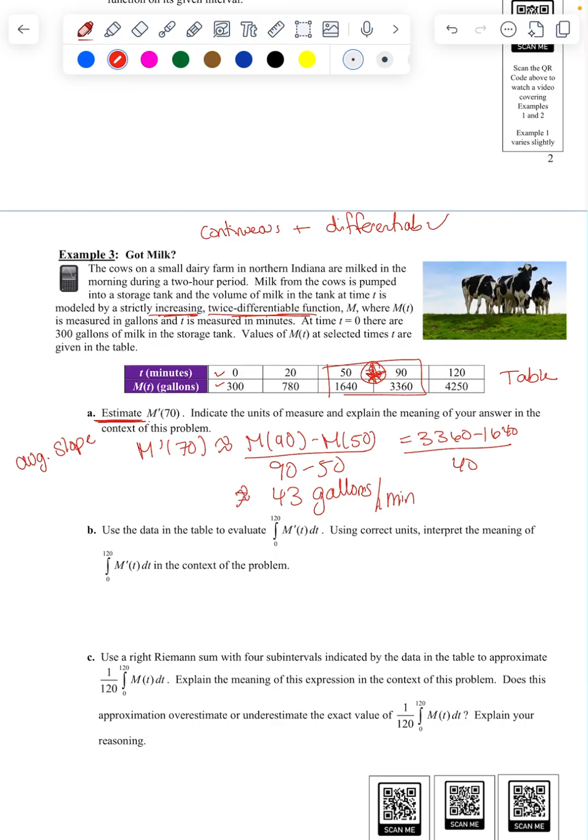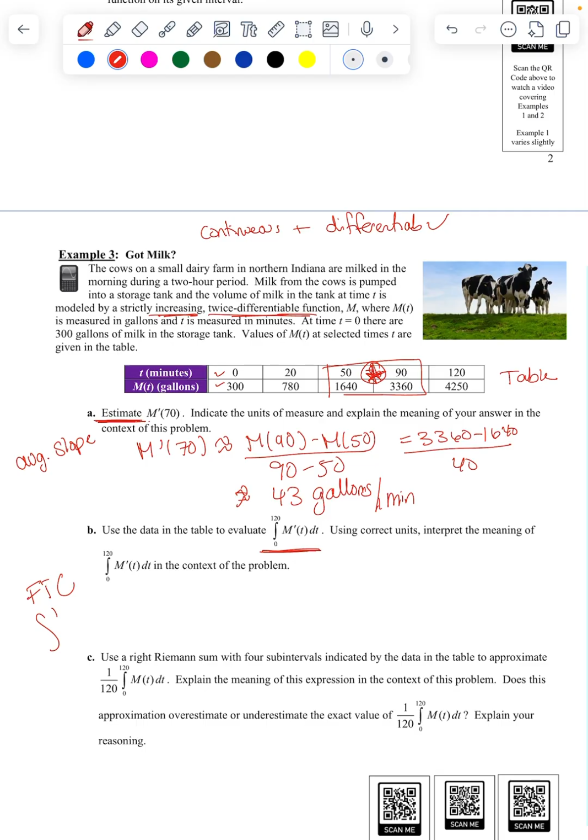Well, let's use the data in the table to evaluate the integral from 0 to 120 of m prime of t. So the integral of the derivative. And remember FTC? When you take the integral and you derive it, you're basically left with just the function itself.